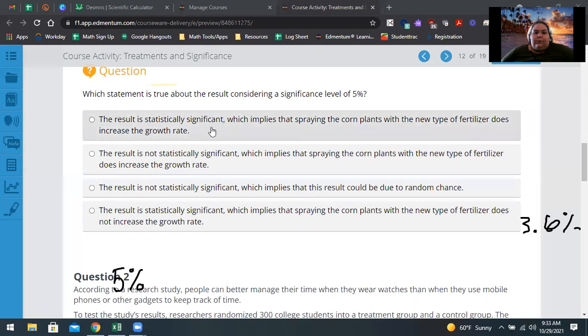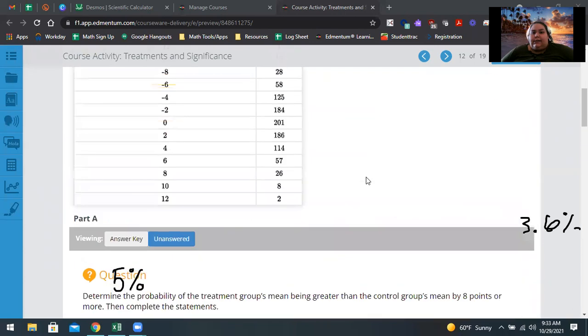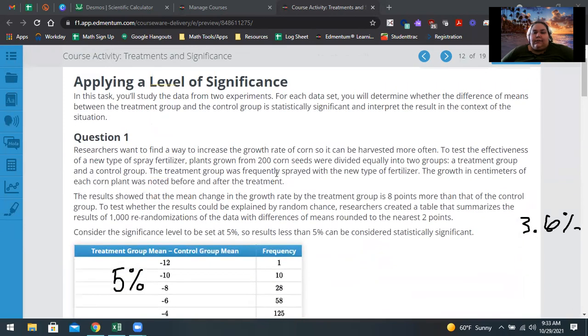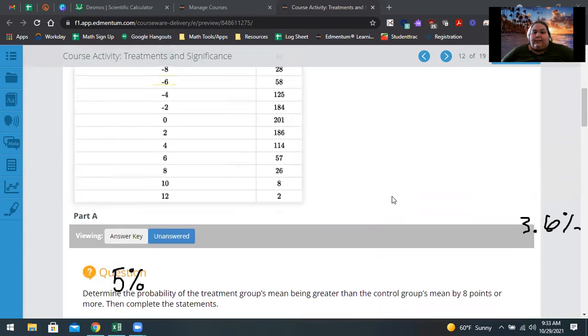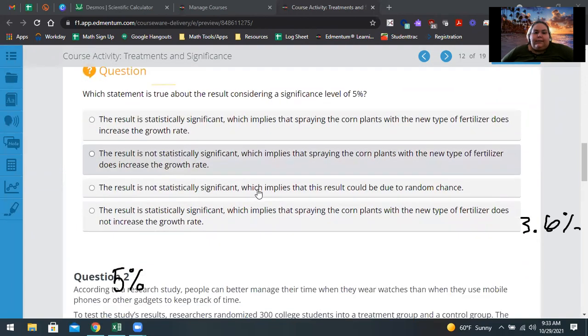So when we're reading these results, because it's considered statistically significant, going back to the context of the problem, it means that the new spray fertilizer did work for the 200 corn seeds. So here we can say the results are statistically significant, which implies that spraying the corn plants with a new type of fertilizer does increase growth rate.